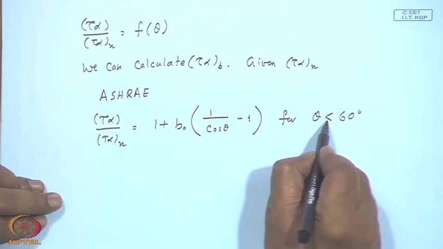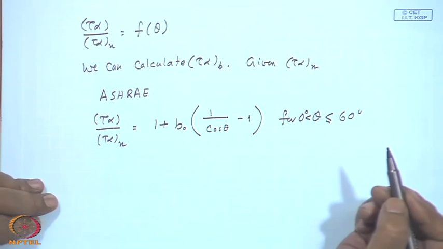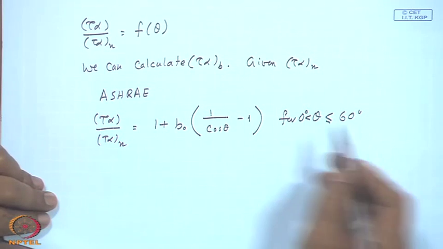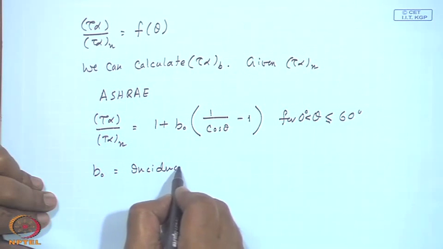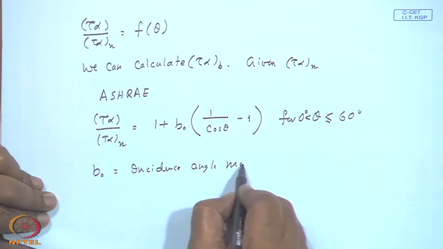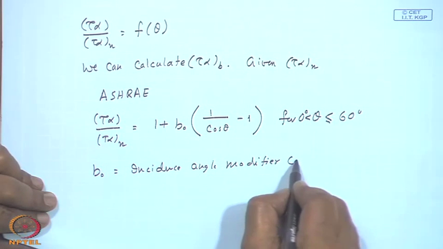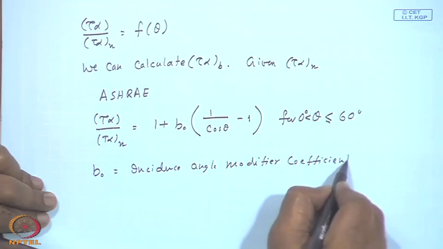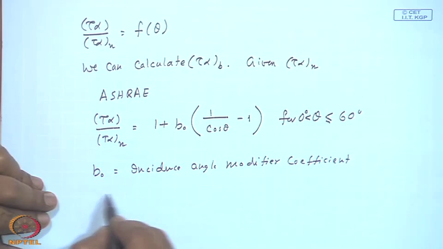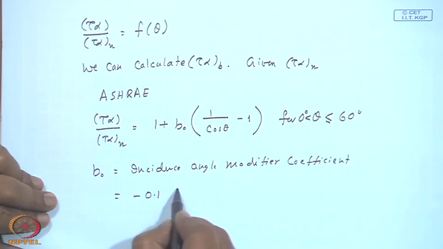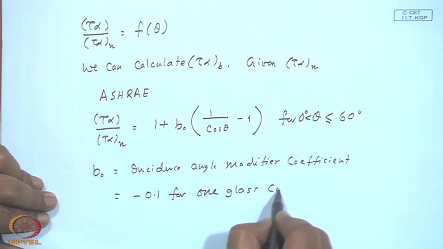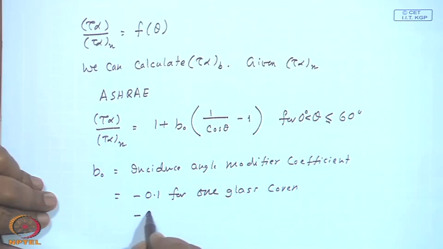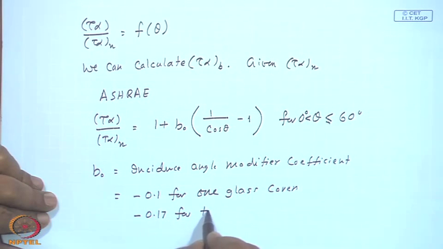It is recommended that this be used between 0 to 60 degrees of angle of incidence and not beyond. And this b 0 is called the incidence angle modifier coefficient, which is about -0.1 for one glass cover and about -0.17 for two glass covers.